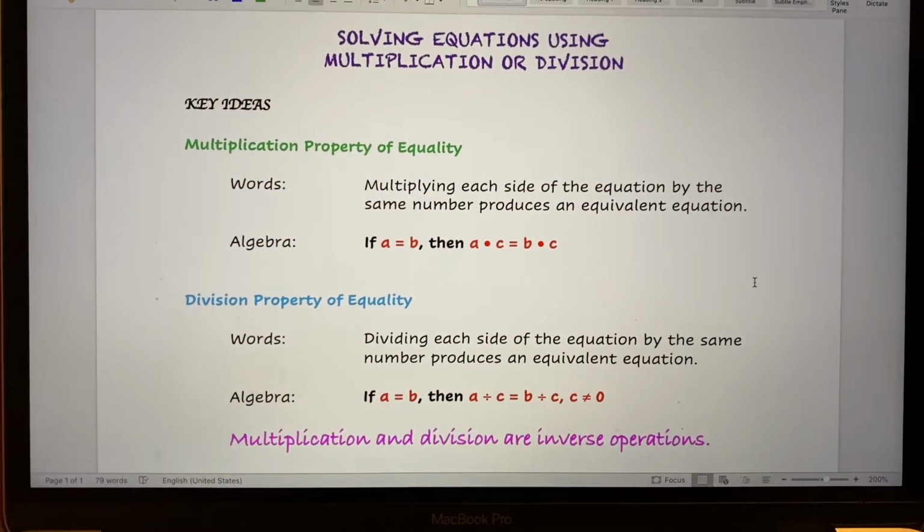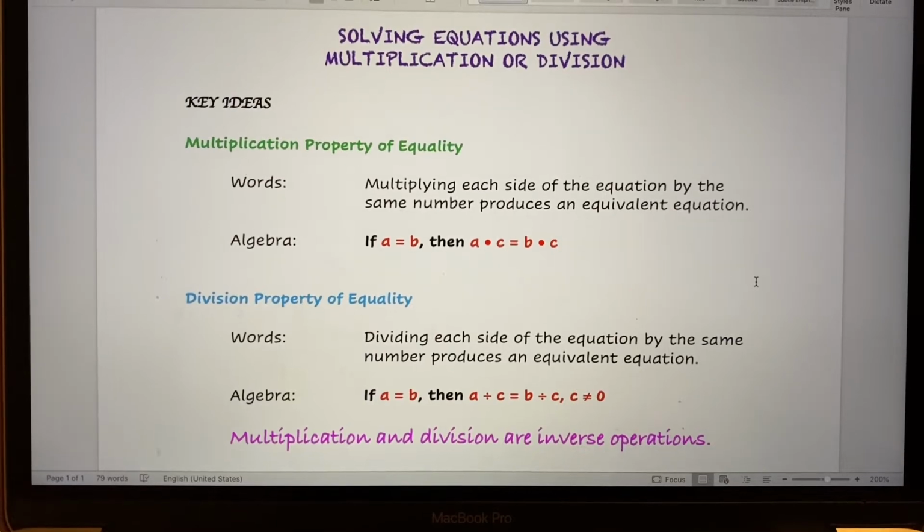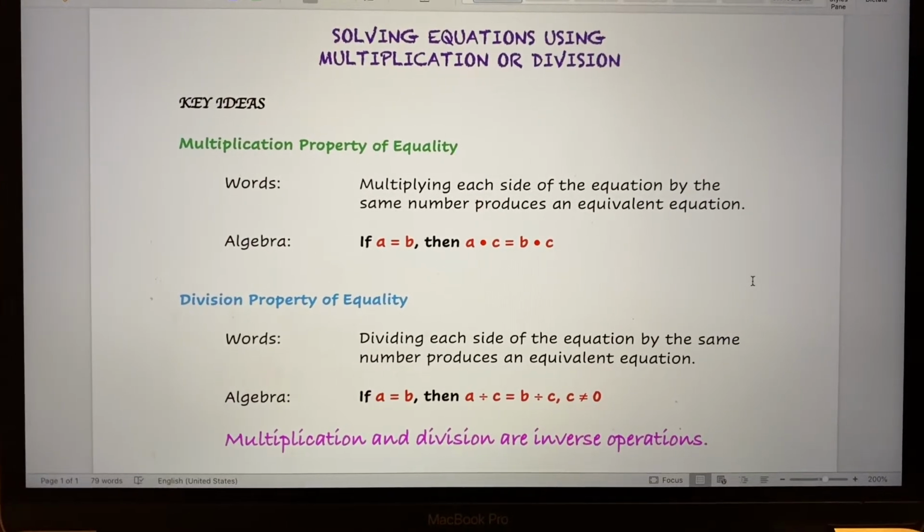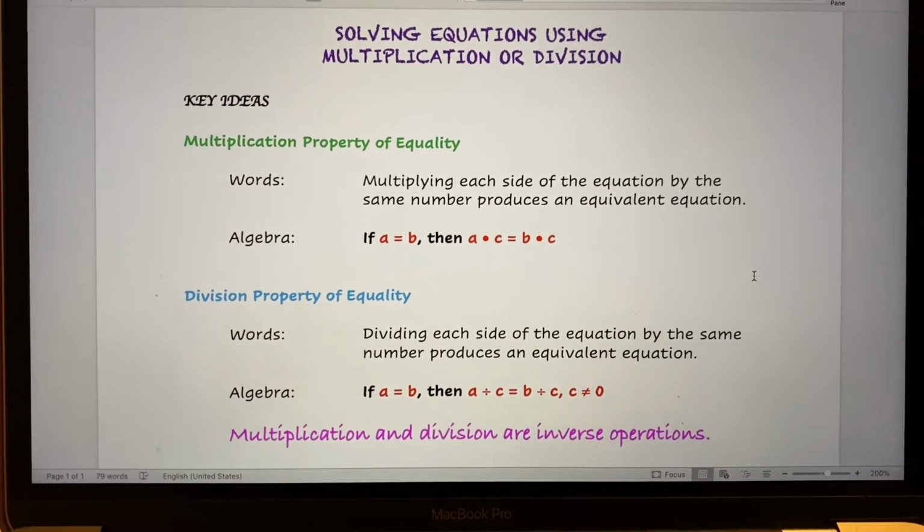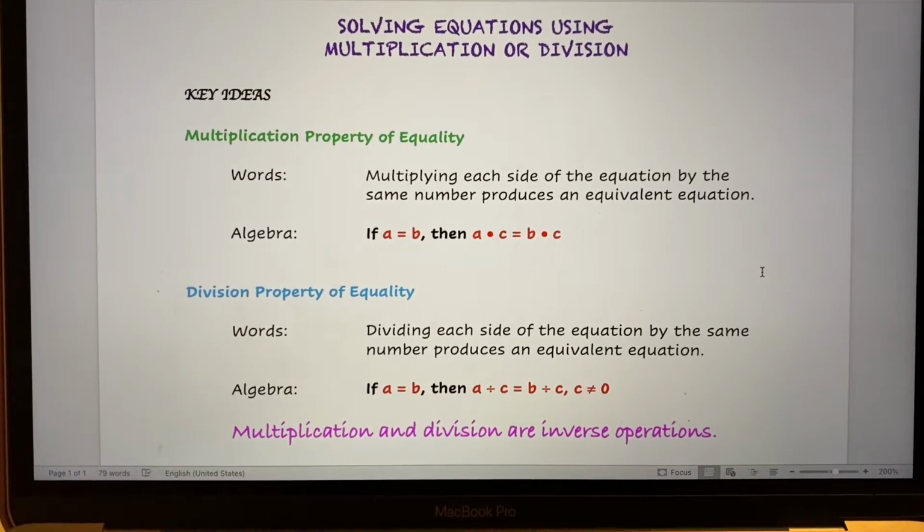Today's lesson is solving equations using multiplication or division. But before going further, let's take a look at the key ideas.